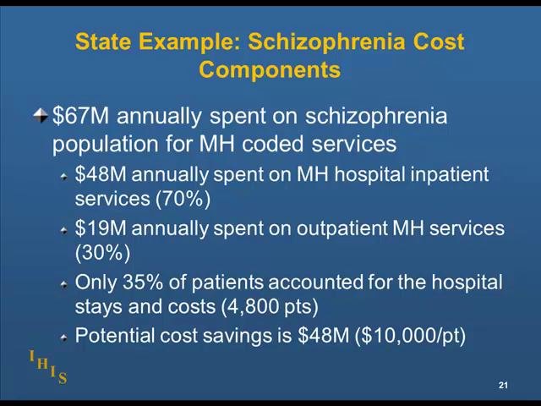So in states, when you look at the component of inpatient to outpatient, what you see is that, for example, this is a state example, I believe this is Florida, $67 million was spent on inpatient visits for mental health schizophrenia coded services. So 70%, 30% spent on outpatient. But here's the really interesting part. Only 35% of the patients, and there were 10 or 11,000 of them that had inpatient visits, only 35% of them accounted for all of the hospital stays and all of the cost. So that's incredible if you think about it.